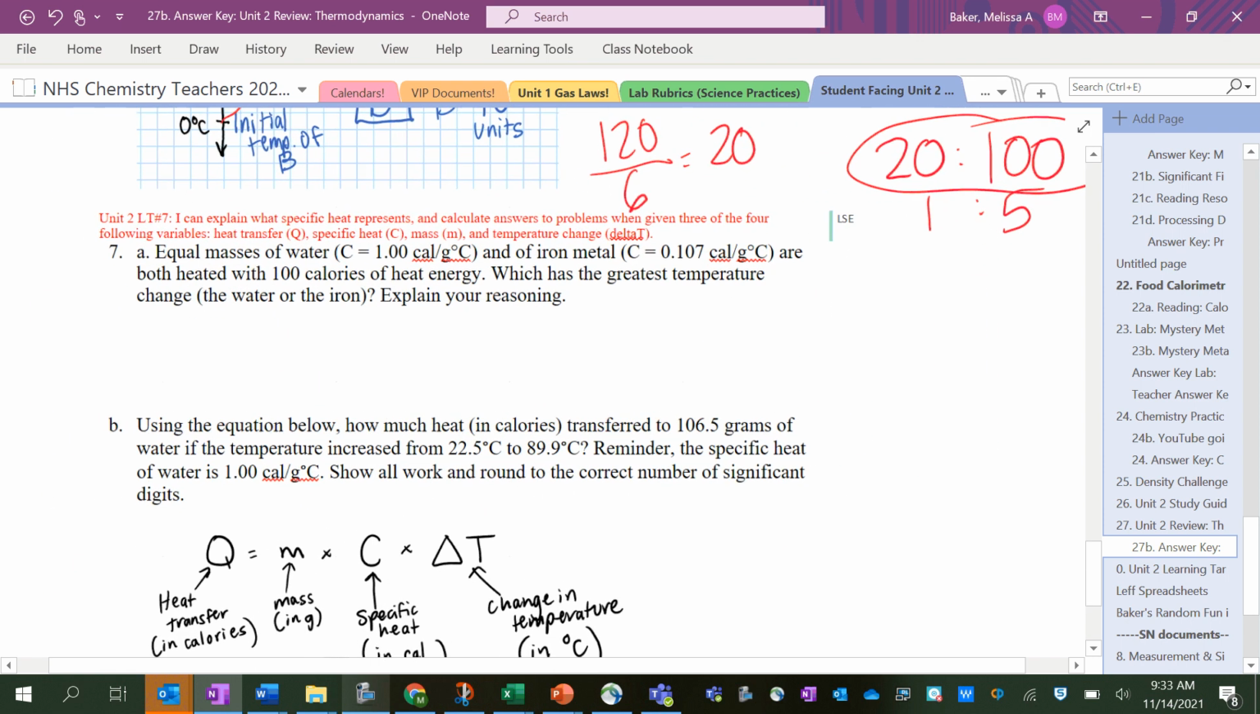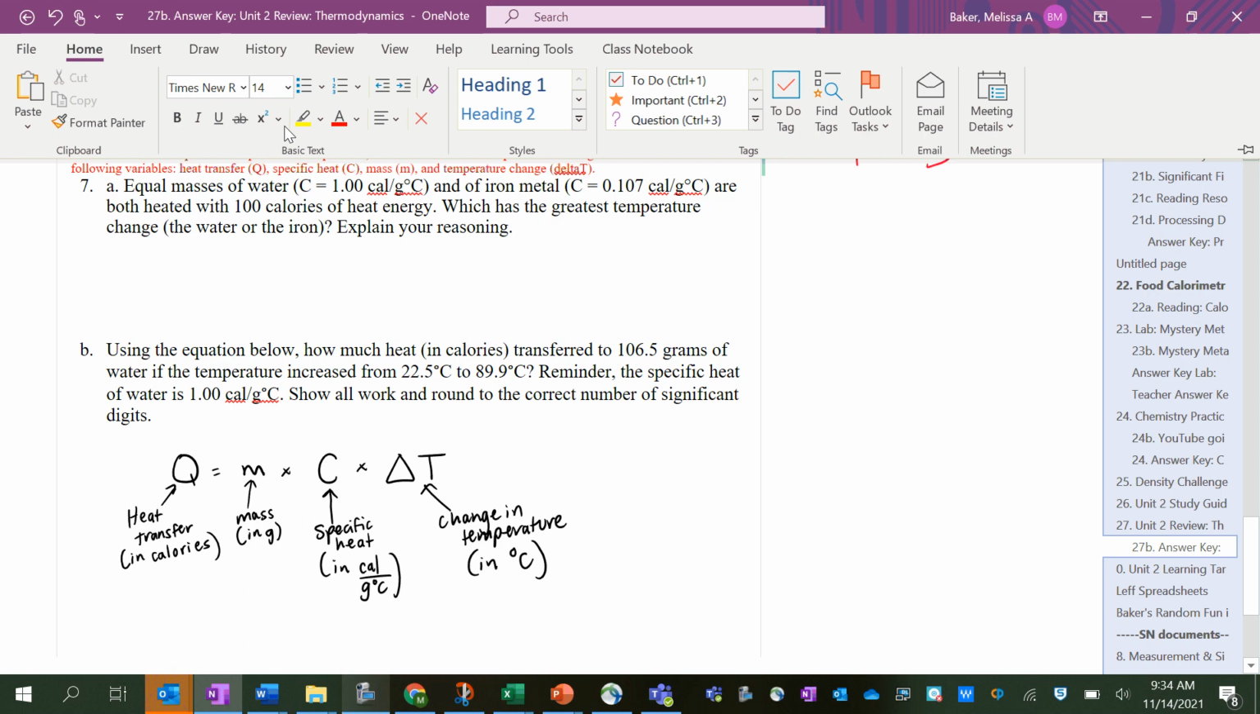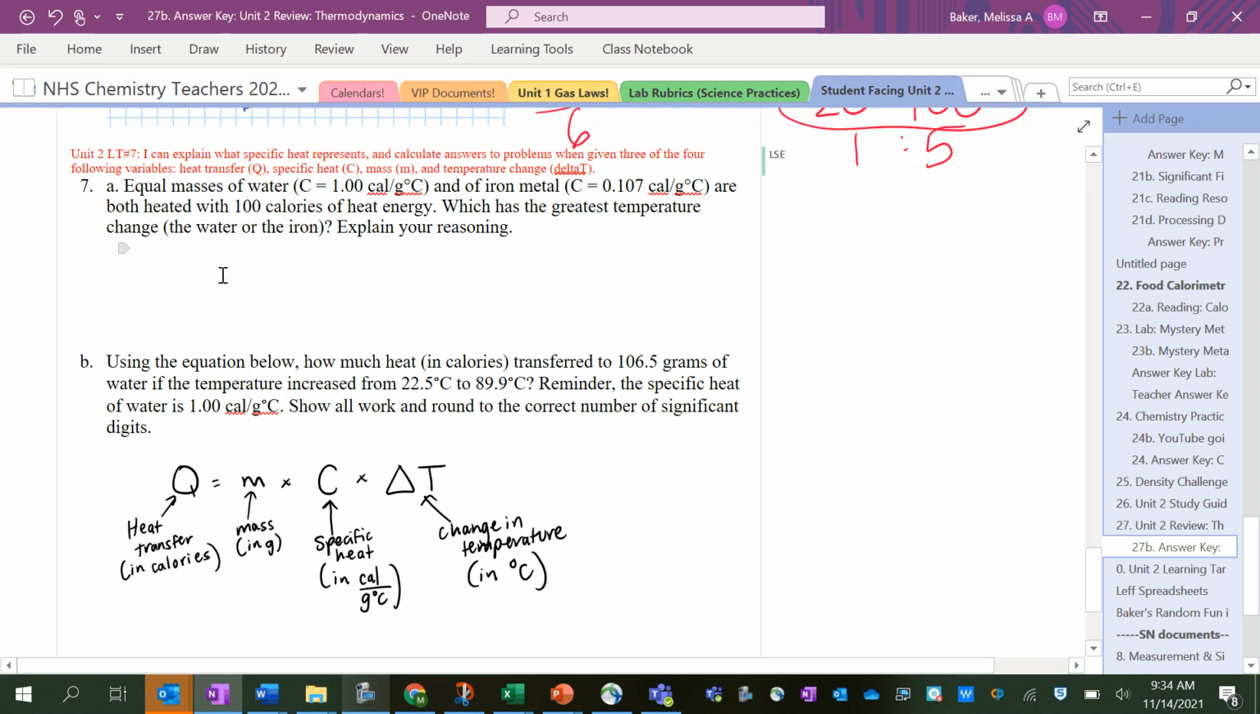Okay, equal masses of water and iron are both heated with 100 calories of heat energy. Which one has the greatest temperature change, the water or the iron? So the specific heat of the iron is a lot lower. So that means it will have the greatest temperature change.